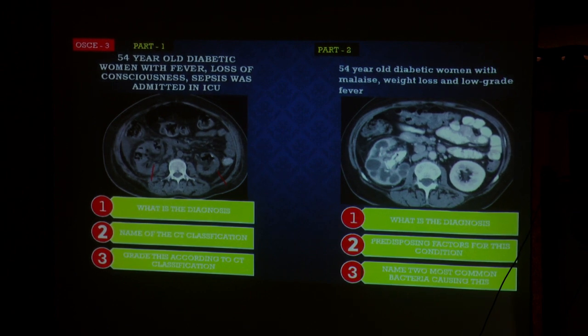What are the predisposing factors for xanthogranulomatous pyelonephritis? Yeah, whenever there is a large obstructing calculus, as well as recurrent renal infections, UTI, and diabetes, all these are the predisposing factors for xanthogranulomatous pyelonephritis. What are the most common organisms that you can isolate from these?